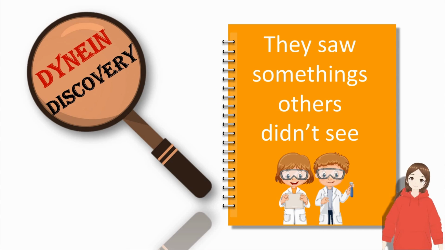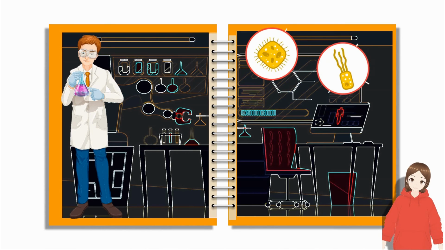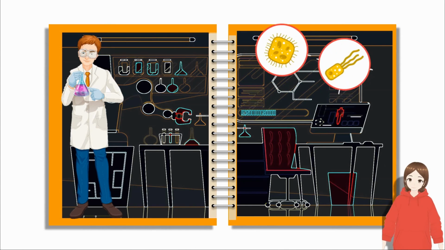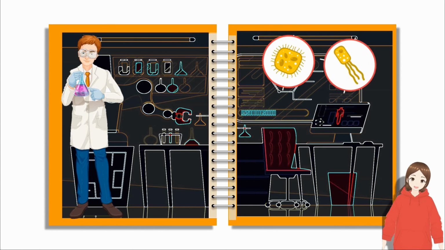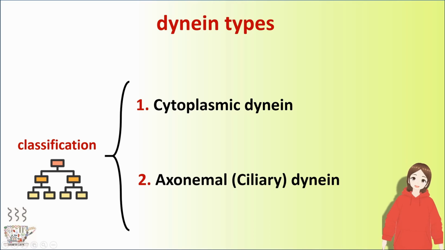Dynein discovery. They saw something others didn't see. The protein responsible for movement of cilia and flagella, or axonemal dynein, was first discovered in 1963. 20 years later, cytoplasmic dynein was identified. Dynein can be divided into two groups: cytoplasmic dynein and axonemal or ciliary dynein.